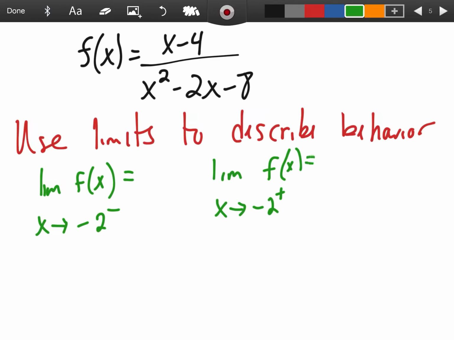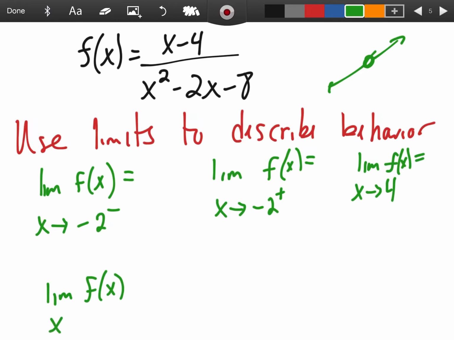Then, for the removable discontinuity that we have at x equals 4, think about a removable discontinuity. It's just that hole in the graph. It doesn't matter if we come from the left or the right, so we don't need to specify it here, because from both sides we're going to be approaching that y value of the hole. The only other limits we want are our end behavior limits. What happens as x goes to positive infinity? What happens as x goes to negative infinity?